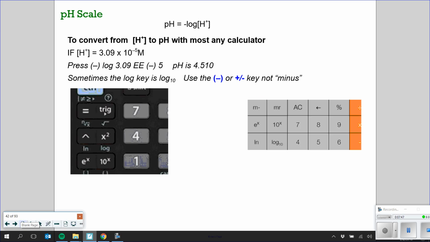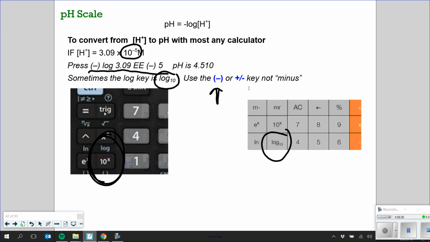So when we're solving this in our calculator, to convert from hydrogen ion concentration to pH with most calculators, you're going to press the negative key, then the log, which you'll notice is right down here on our class calculators. And then you're going to enter 3.09 and then negative 5. Make sure you put that in correctly for your exponent. Sometimes the log key is labeled log base 10 as well on a calculator. In this case, you can see we've got an example of an iPhone calculator. Make sure you use the negative or the plus and minus key, not just the minus key when you're doing this.